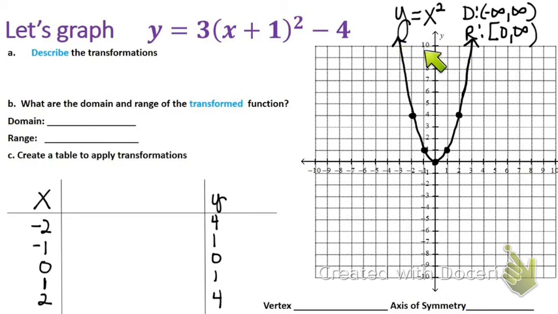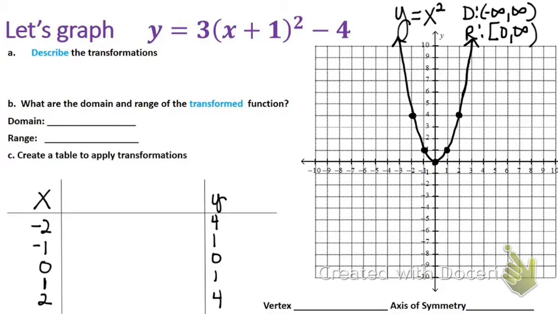In this function, you're taking your input, which is x, and you are squaring it. So I chose 5 x values, and then I took those 5 values and I squared them. Keep in mind that whenever you square a negative, it becomes positive. The domain and range for every parent quadratic will be the same. The domain is negative infinity to positive infinity, and your range is from 0 to infinity.